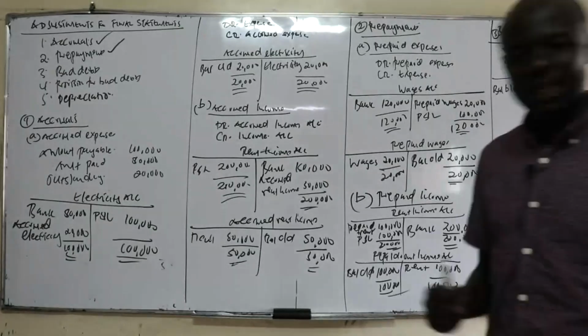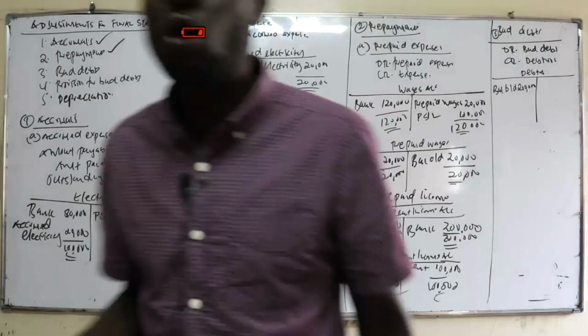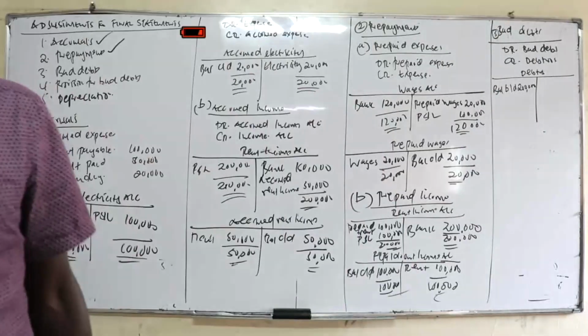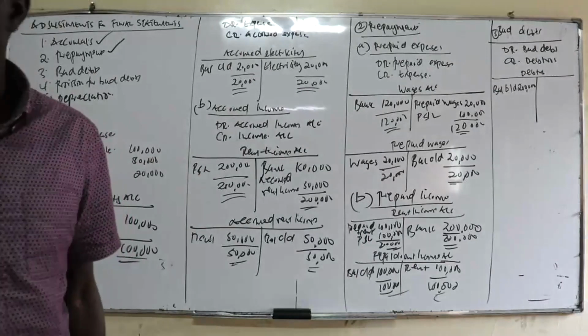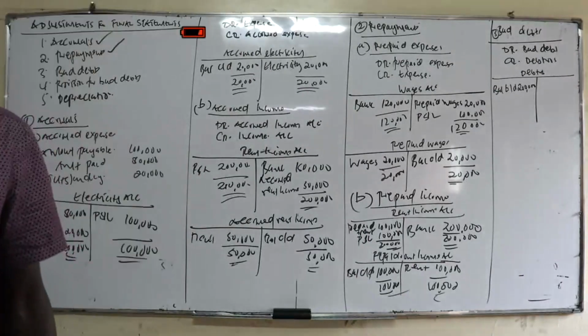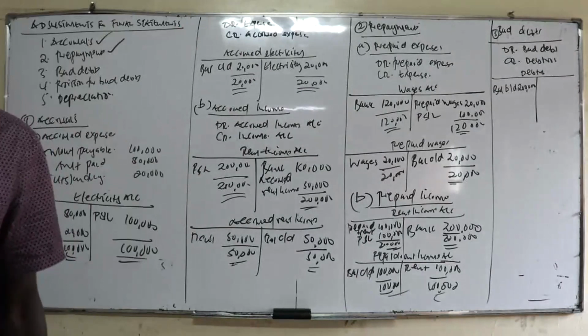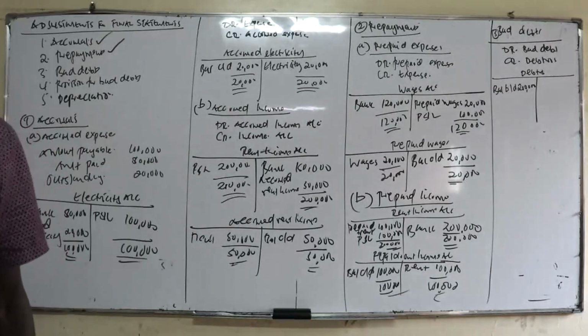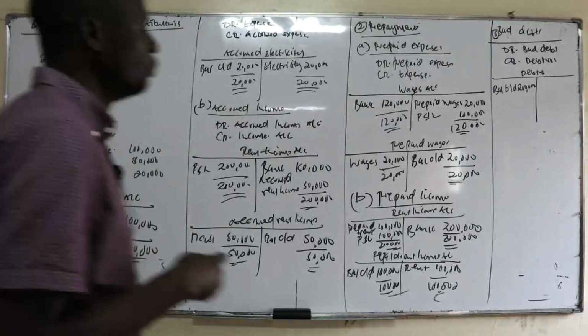But one of them, whose account is 20,000, is declared bankrupt. When someone is declared bankrupt, it means that person cannot pay his debts. So there is no need for you to hold that amount in your account when knowing that you cannot recover it. So you write it off. So you come here and deduct it from your debtors here.